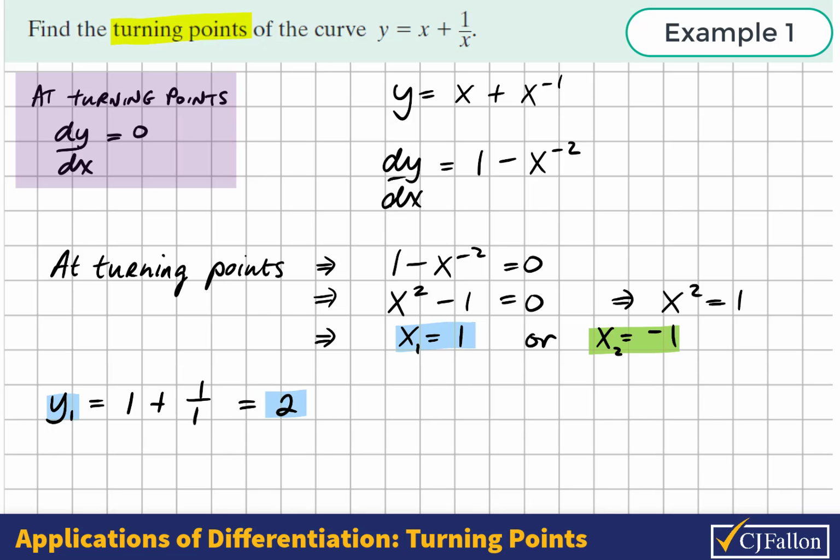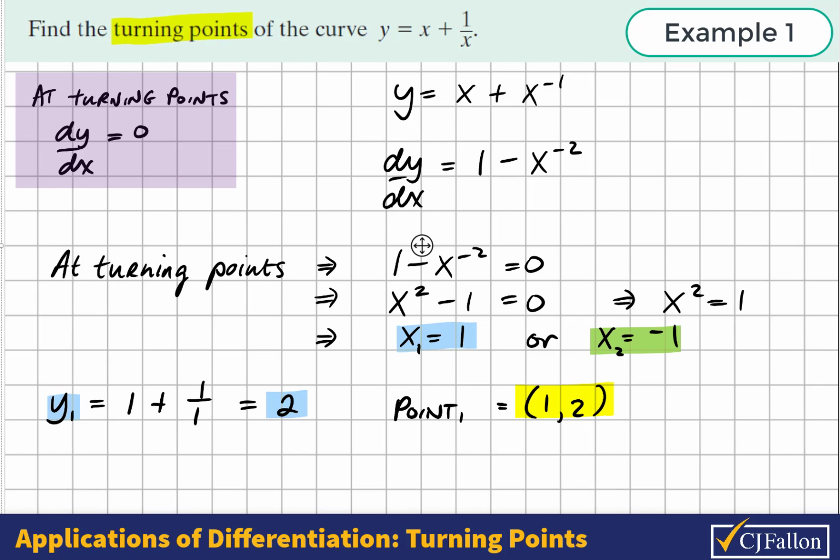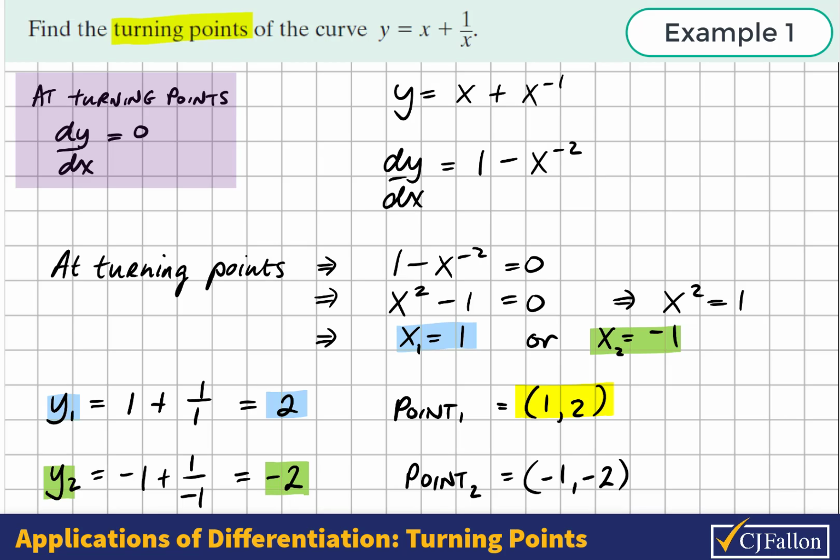So when x equals 1, we get an output of 2. So we have the point 1, 2. And if we sub in x equals -1 into the curve, we get the second point, giving an output of -2. So that gives the other point is -1, -2. So that's how we find turning points on a curve.